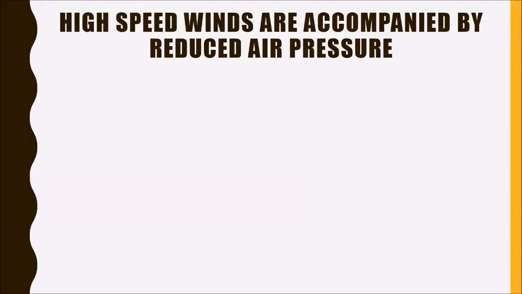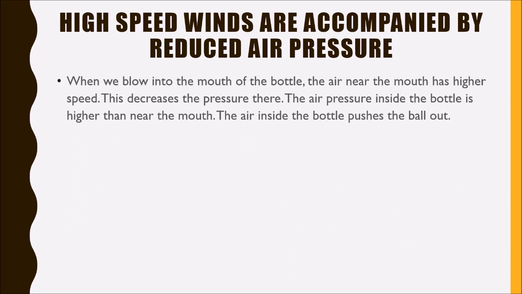Next, let us understand how high-speed winds are accompanied by reduced air pressure. For this, let us do an activity. Take a bottle, cover its mouth with a paper ball. Now, when we blow into the mouth of the bottle, the air near the mouth has higher speed. This decreases the pressure there.